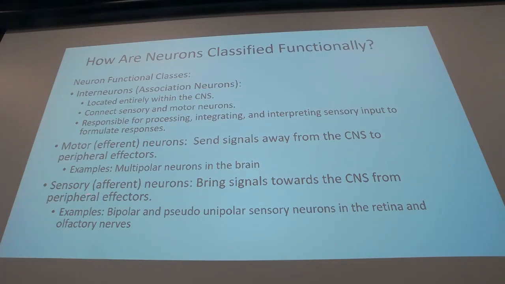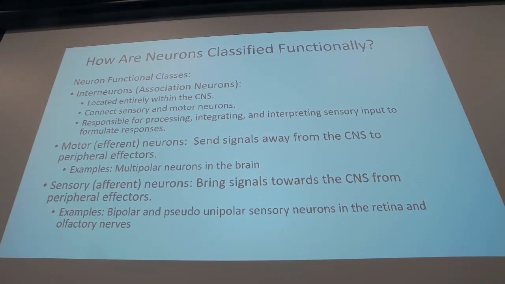Motor neurons are the other classification. These are also known as efferent. These basically start in the CNS, like in the anterior part of the spinal cord, and then they connect to peripheral effectors like muscles or glands. An example of these will be multipolar neurons in the brain.